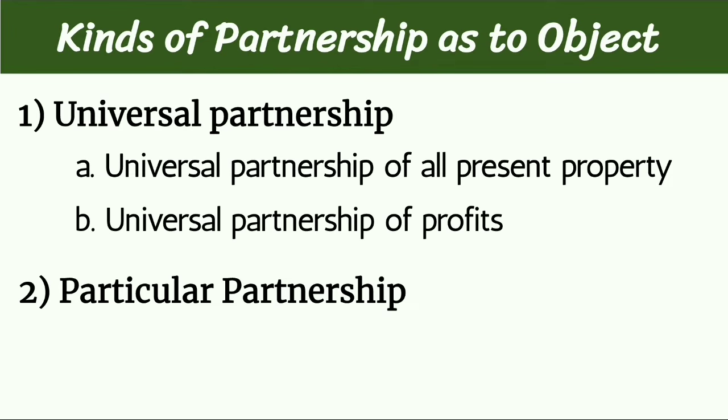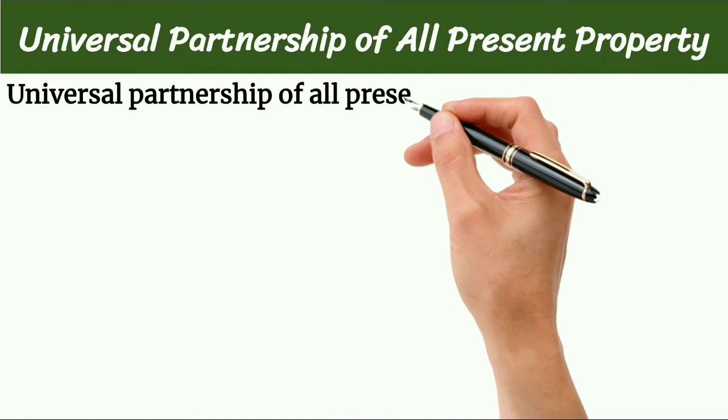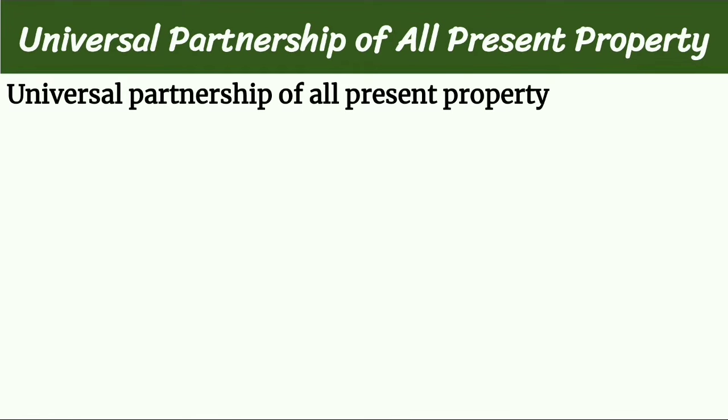But for now, mag-focus muna tayo dito sa dalawang klase ng universal partnership. Yung universal partnership of all present property at yung universal partnership of profits. Let's start with the universal partnership of all present property.